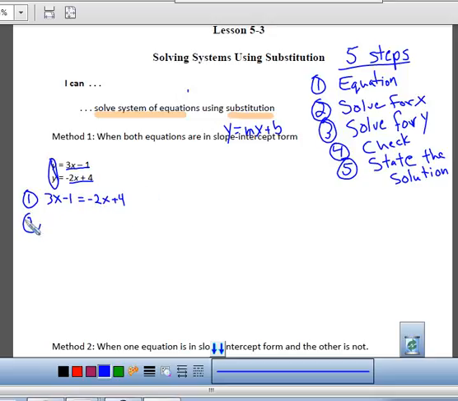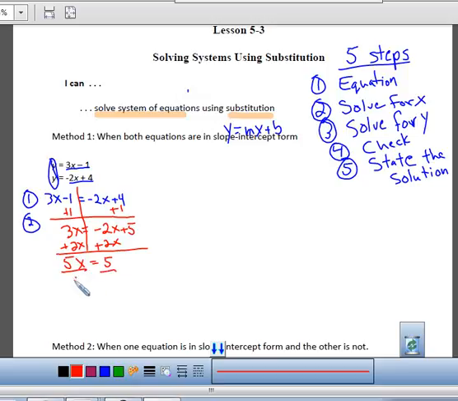So step 2 is solve for x. You're going to solve your equation. I'll go ahead and do plus 1 to both sides first, and I get 3x equals negative 2x plus 5. Add 2x to both sides. I'm sure many of you are starting to see what's about to happen here. So we get 5x equals 5. Divide both sides by 5, and you have x equals 1.